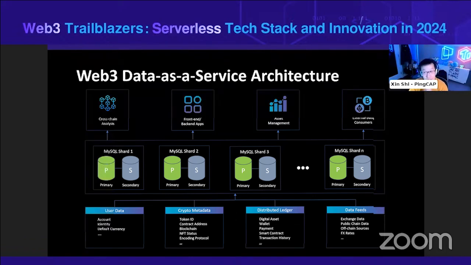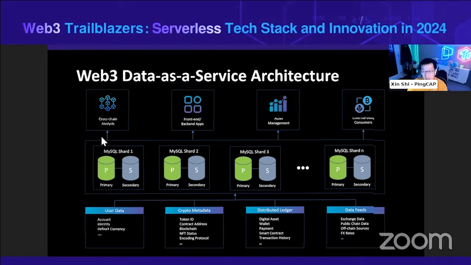So lastly, another typical pattern in Web3 is the data as a service architecture. You get data from cross-chain analysis, from different types of applications. You have your asset management, and you also have external data consumers. To consolidate, to aggregate and store that data with traditional database technology, to achieve consistency and scalability, you have to think about sharding. You have to do the primary, secondary setup.